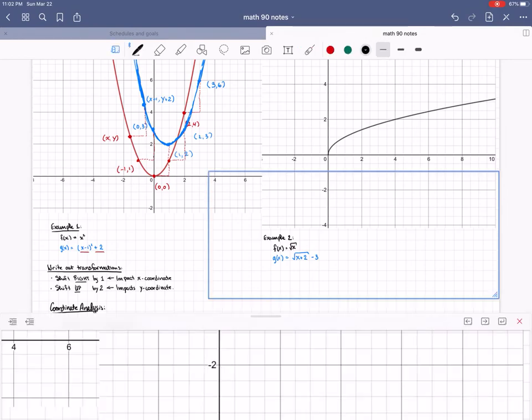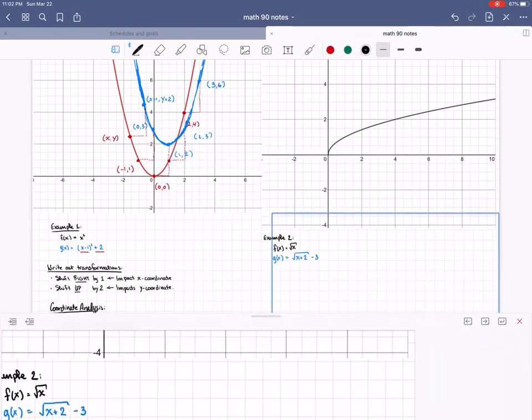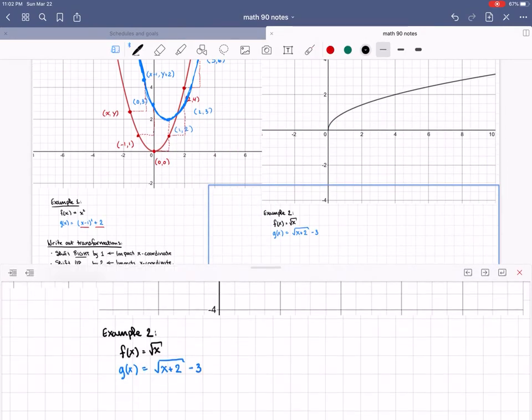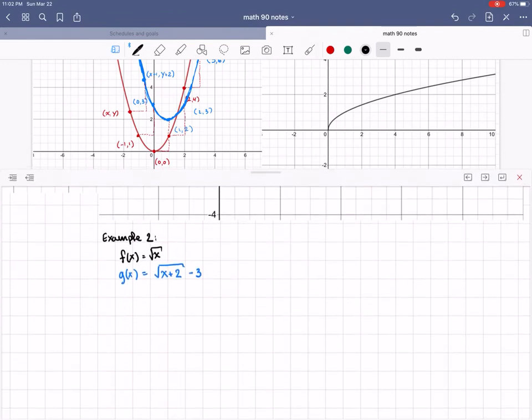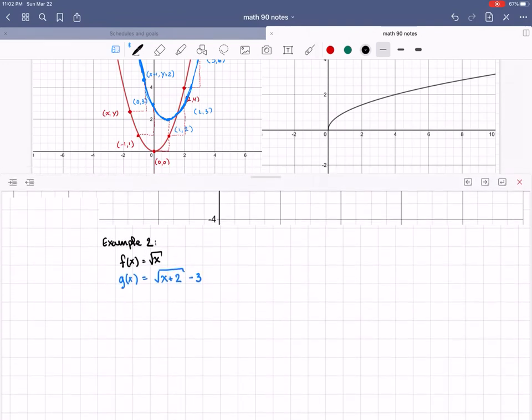So we're going to do exactly the same thing. And I really encourage you, if you can, to follow along with me. Don't just wait for me to write it. Maybe even pause my video and see if you can anticipate what I'm about to say. So we're going to write out the transformations. Again, I'm going to underline them. So x got replaced with x plus 2, and then we have this minus 3 on the outside.